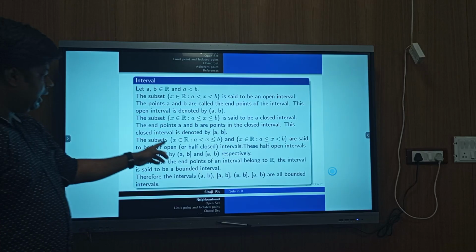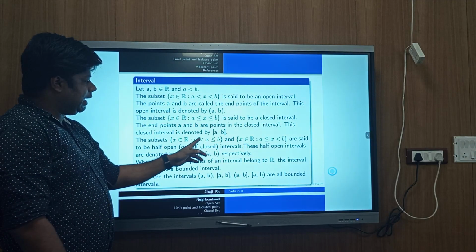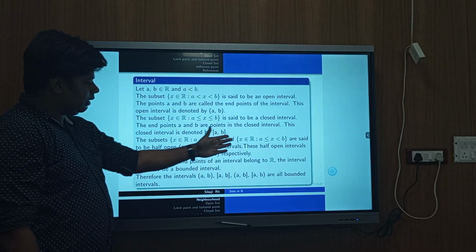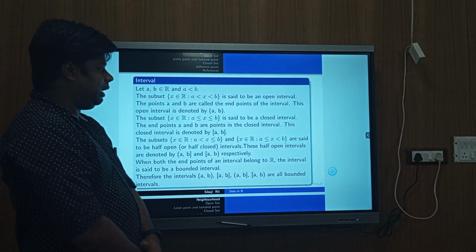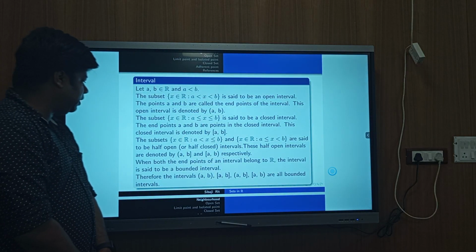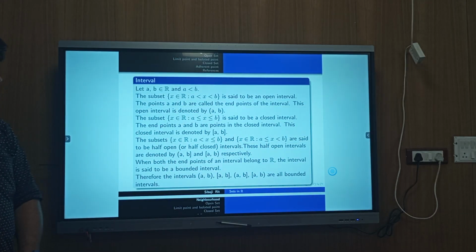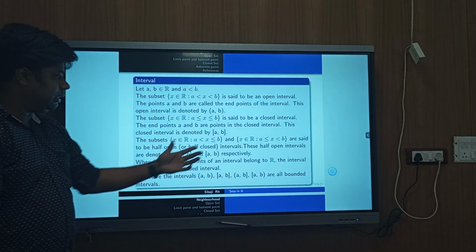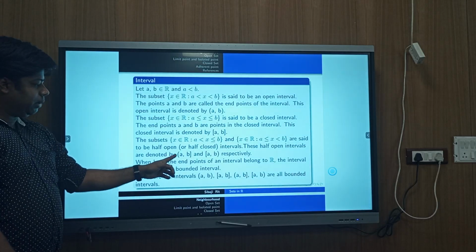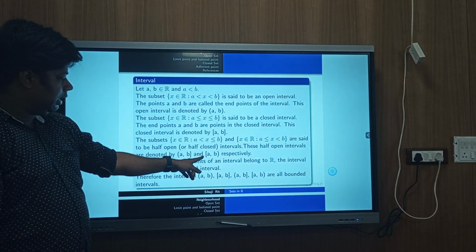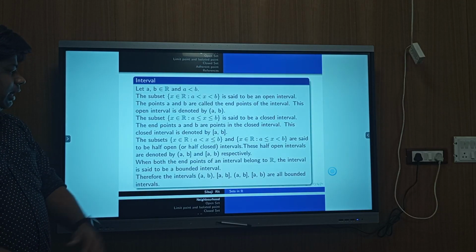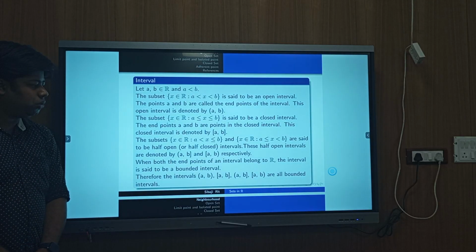The sets {x belongs to R: a less than x less than or equal to b} and {x belongs to R: a less than or equal to x less than b} are said to be half open or half closed intervals. These half open intervals are denoted by (a, b] and [a, b) respectively, where both endpoints of the interval belong to R.